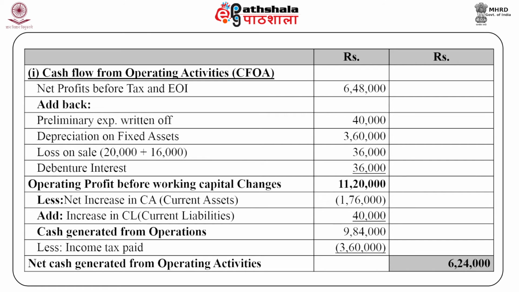Less net increase in current assets 1,76,000. To this add increase in current liabilities, which is 40,000. This gives us cash generated from operations at 9,84,000. From this we will deduct income tax paid, 3,60,000. So the net cash generated from operating activities is 6,24,000.